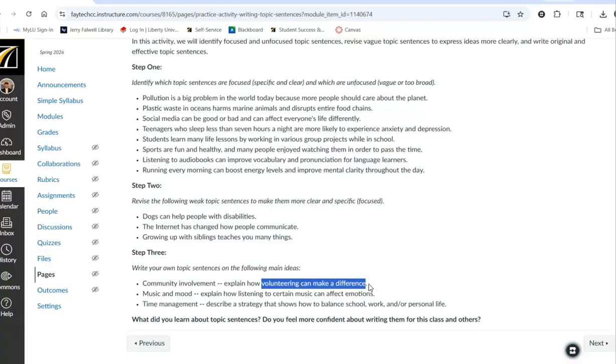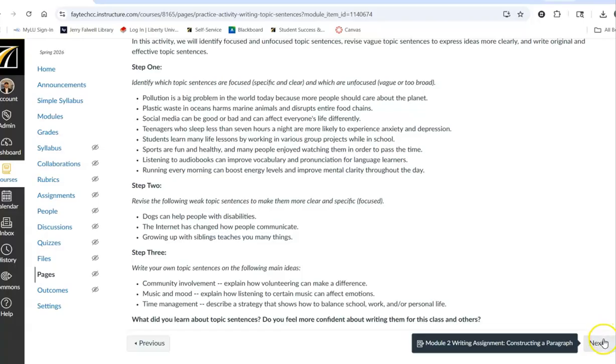in Cumberland County, period. You see how specific that was? What kind of volunteering? The soup kitchen can do what kind of difference? Help provide food and nutrition to whom? The homeless people. Where? In Cumberland County. So again, topic sentences should be specific and focused about an idea, not vague or broad or unfocused.